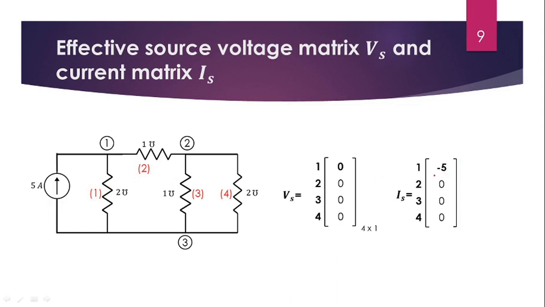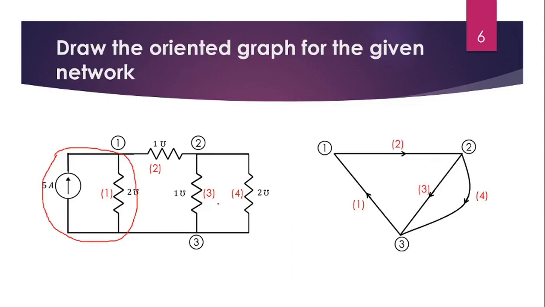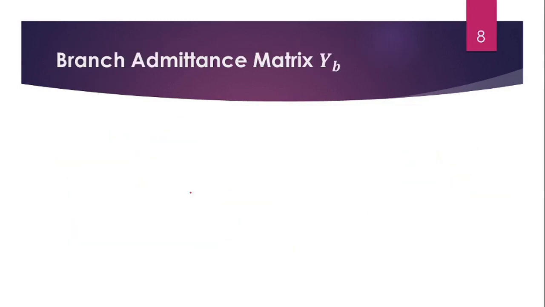Now why are we taking the minus sign here? In this graph we are taking the orientation of branch 1 going from node 3 to node 1, and for a branch the current is assumed in this direction. That means the branch current for this 5 ampere is assumed anti-clockwise, but the actual current is going clockwise. So that's why we have to take it as minus.